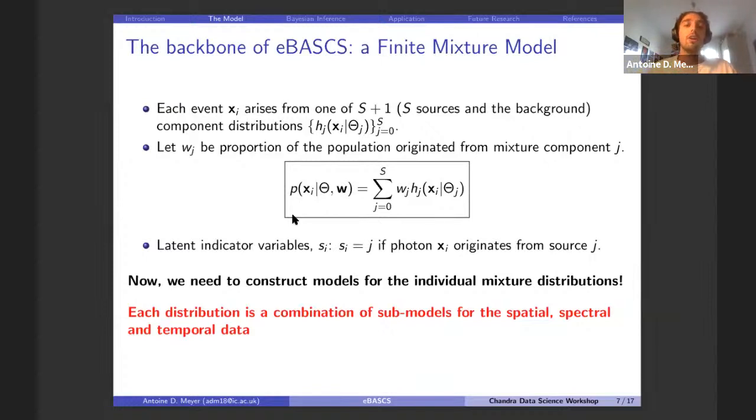So we're interested in learning really which mixture component underlies each event that we observe. So for that matter, we introduce latent indicator variables si, where si equals j if photon xi originates from source j. So now that we have this framework for our model, we need to construct models for those hj distributions for the individual mixture distributions. And because we have spatial, spectral, and temporal data at hand, each of those distributions will be a combination of submodels for the spatial, spectral, and temporal data.